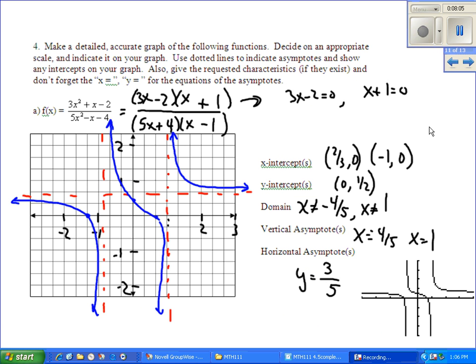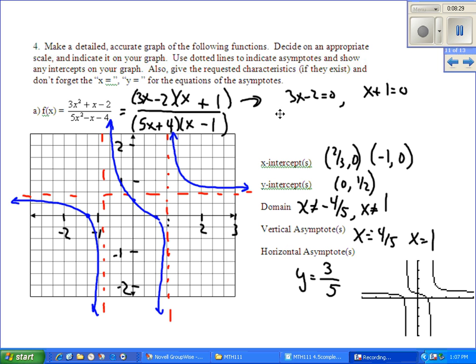Okay, this example is actually one I just pulled off of one of my old tests. So if you're studying for a test, this is something to maybe pay attention to, and how I might write the instructions. I want a detailed graph. I want an appropriate scale, dotted lines to show the asymptotes, show any intercepts, list all the characteristics, and don't forget to write x equals and y equals for the equations of the asymptotes.